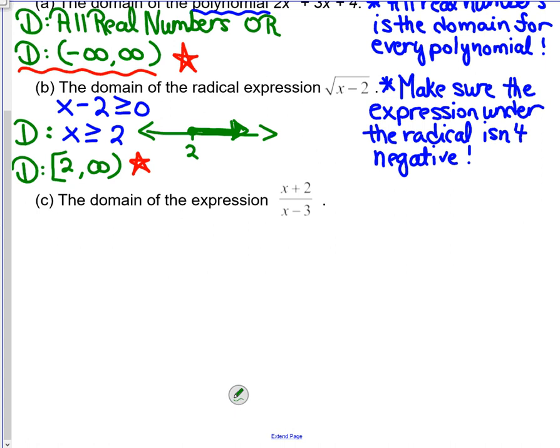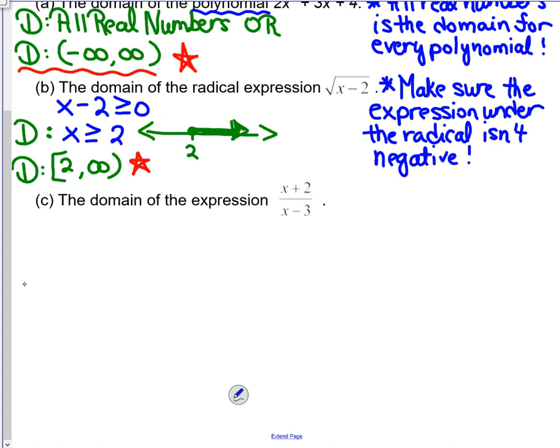Okay, so in the third one, we have a rational expression, a numerator and denominator. It's in the form of a fraction. And when you look at the domain of a rational expression, there's one number that you can't divide by. You can't divide by 0.